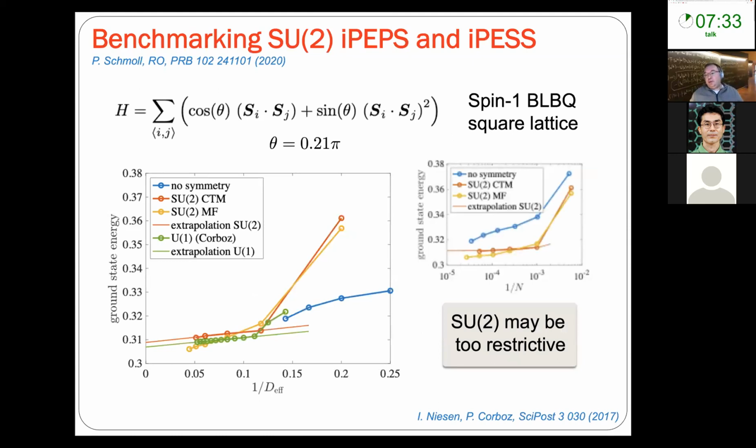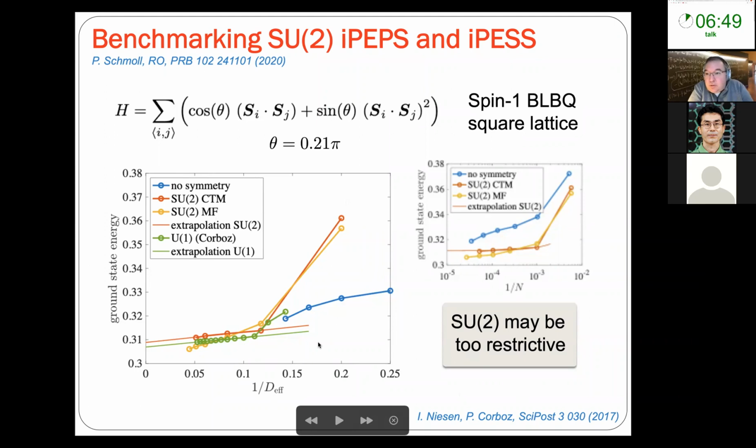We did simulations of a number of models. We started with the spin-1 bilinear biquadratic model on the square lattice, which is this one here. There is an interesting parameter value of the difference between the bilinear and the biquadratic terms, 0.21 pi, at which there is a claim that the ground state is SU2 invariant. And there is a very nice paper actually by Philippe Corboz on this topic. Now we targeted this point with our SU2 invariant simulations, and here you have an example of the results that we obtained, the entanglement scaling of the ground state energy and comparison with the ones by Philippe. The results by Philippe were obtained using U1 symmetry, which is a subgroup of SU2.